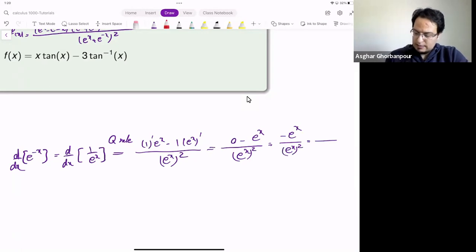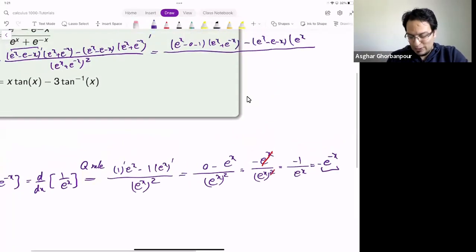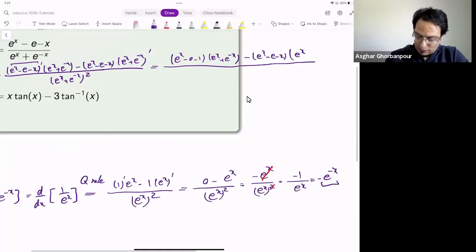This cancels with that, and with that, and then we get negative 1 over e to the power x, which is the same as negative e to the power negative x. When we study the chain rule, you will see that this is just a simple rule of differentiation, and that will give me minus e to the power negative x over e to the power x plus e to the power negative x, squared.